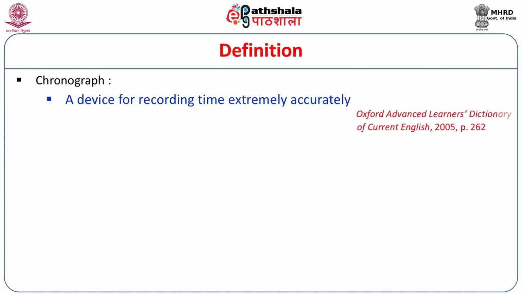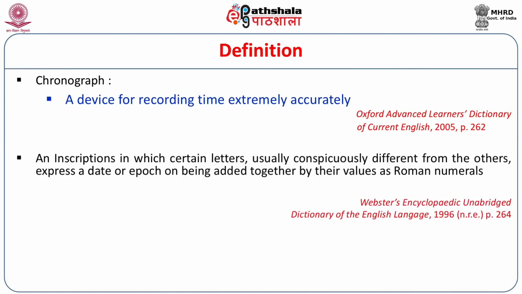Now, what is a chronogram? The Oxford Dictionary has no definition of a chronogram. Instead, it provides the definition of the term chronograph, which is a device for recording time extremely accurately. This is a different issue. But if we turn to Webster's encyclopedic edition, it has a definition that says an inscription in which certain letters, usually conspicuously different from the others, express a date or epoch on being added together by their values as Roman numerals. So, chronogram means a series of words that actually, when subjoined, will give a particular date.